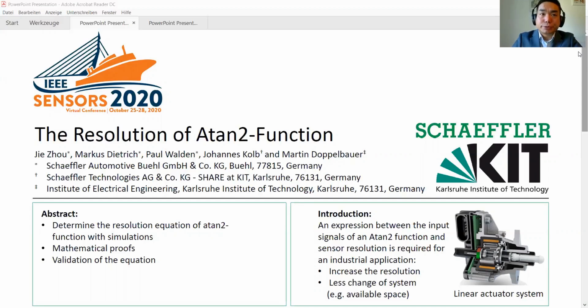A further validation shows a good performance of this equation. I hope it will help us to improve sensor applications.